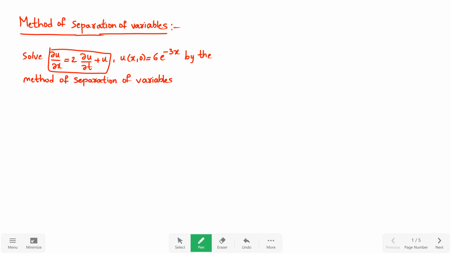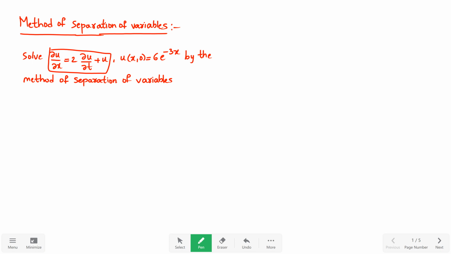To find the solution, we have to assume u as the product of two functions, each consisting of one independent variable, and then we have to find the required partial derivatives involved in this differential equation, and then reduce this partial differential equation into two ordinary differential equations. If we solve those two ordinary differential equations, we get the required solution for the partial differential equation. Let us see an example on this method.